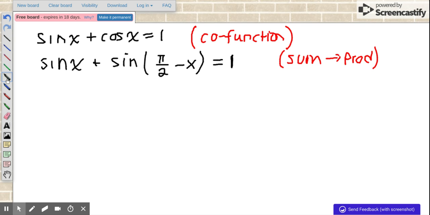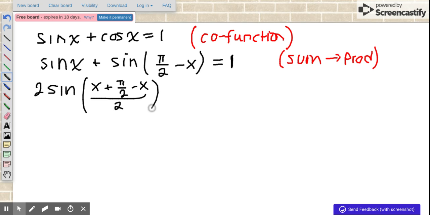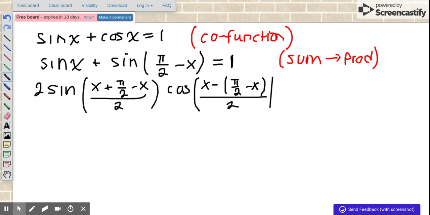When we sum the two sines, it's going to become the following: 2 times sine of the sum of the angles, so x plus pi over 2 minus x, I'm going to write it down because it's a little hard to keep track, over 2, and then multiplied by cosine of the difference between the two angles. So if we do the difference, we're going to get x minus pi over 2 minus x, divided by 2, is equal to 1.